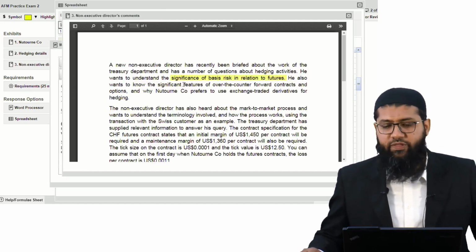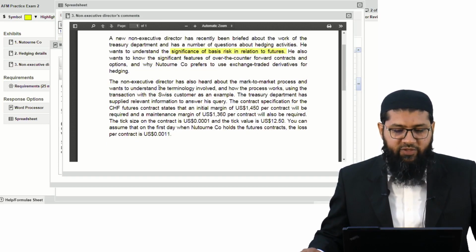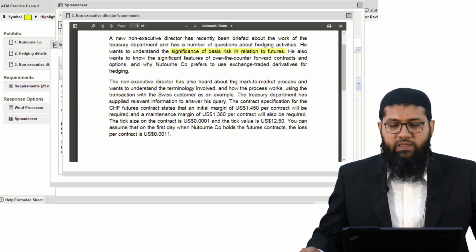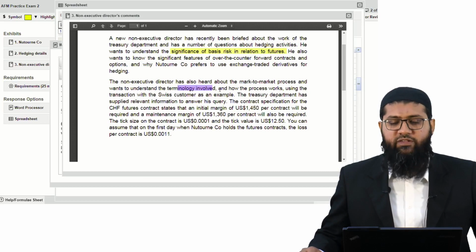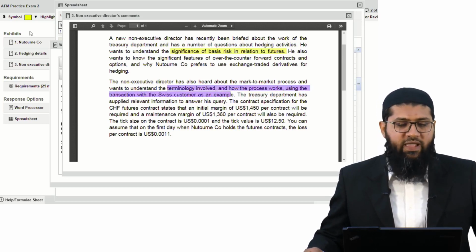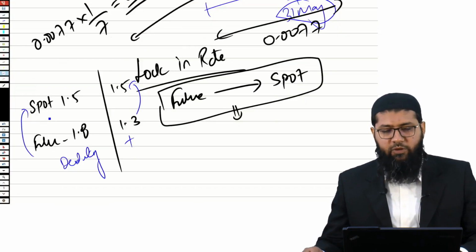He also wants to know the significant features of over-the-counter forwards and options and why Nouturne prefers to use exchange-traded derivatives for hedging. Okay, so that has already been answered. Now, the non-executive director has also heard about the mark-to-market process and wants to understand the terminology involved and how the process works using the transaction with the Swiss customer as an example. Now see, let me guide you a bit about the concept of mark-to-market.